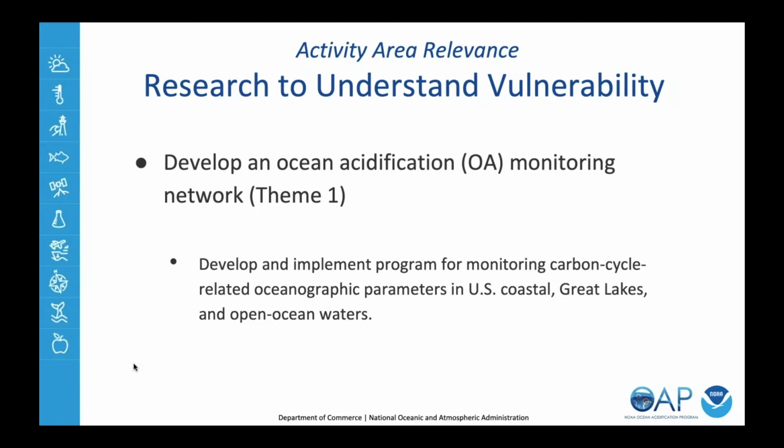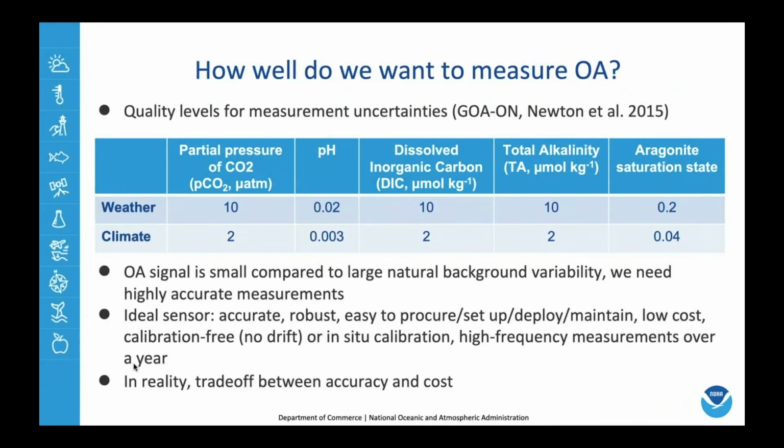In further expanding the ocean acidification monitoring network, we first need to decide how well we want to measure OA. There are 2 levels of measurement quality established by the Global Ocean Acidification Observing Network: a weather quality level, which is sufficient to identify relative spatial patterns and short-term variation, and a climate quality level, which is sufficient to detect long-term anthropogenically driven changes in hydrographic conditions and carbon chemistry over multi-decadal timescales, i.e., an ocean acidification signal.